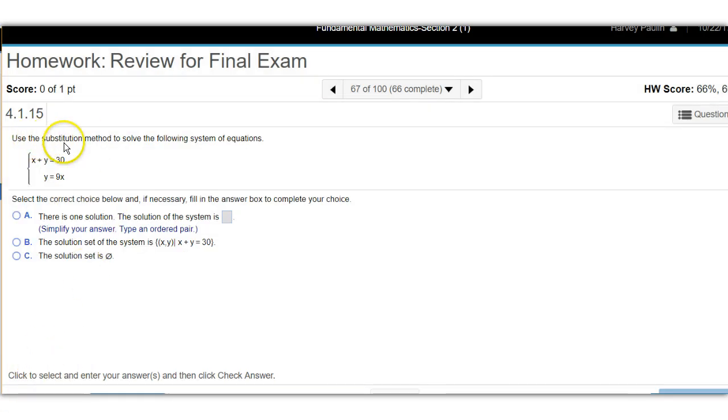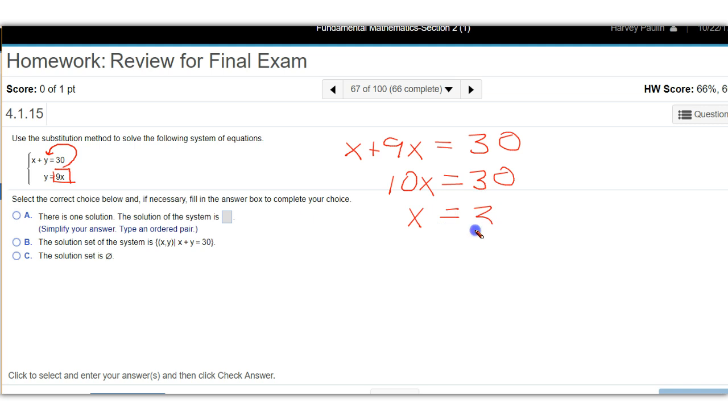Okay, now we're asked to use substitution to solve this. Well, in substitution, we take a value. Once we solve for one of the letters, and here y equals this, we put that in the other equation where the y is. So we now have x, this x here. Now our y we're saying is 9x, so we have 10x equals 30, x equals 3.